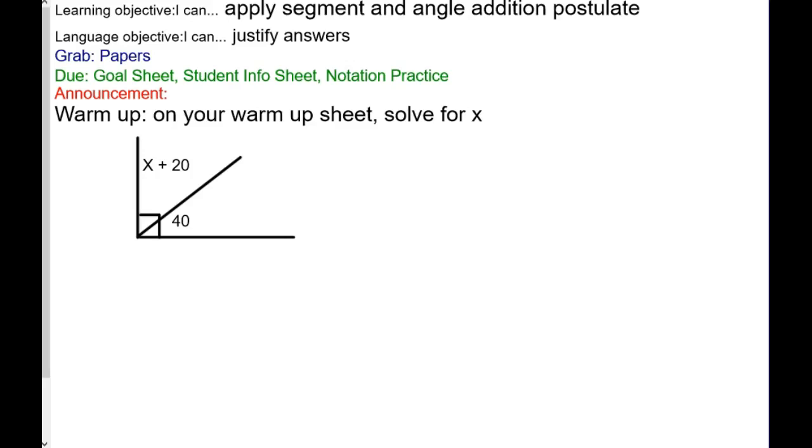Our objective today is to apply segment and angle addition postulates. We're going to do that on the notes, but let's do this warm-up first. Everyone wrote it down in the journal with the objective, the I can statement, with the date.